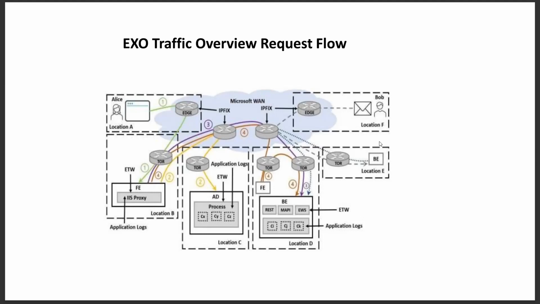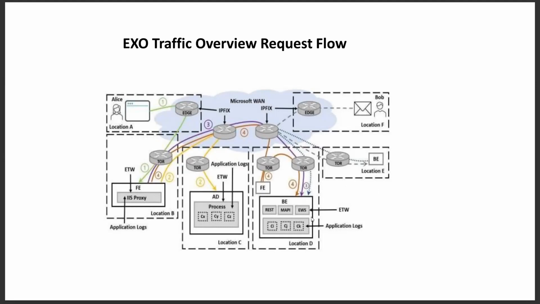So in this scenario, let's just imagine that Bob here at location F is sending an email to Alice at location A using the desktop client. Alice reads her email using a web client. The email goes from Bob's location F to Alice's mailbox in another location, which is location E. The mailbox is also replicated in a third location, location D, for the sake of backup.